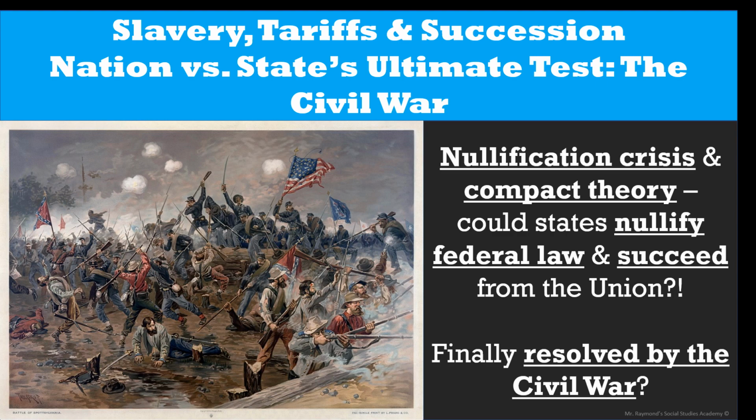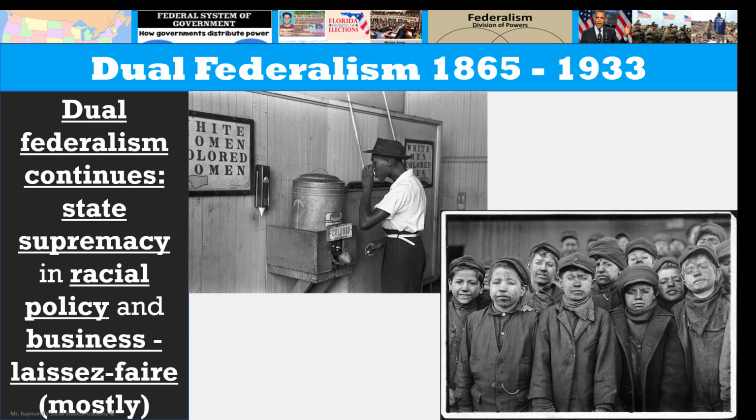Leading up to the Civil War, the debate over slavery and tariffs brought up questions over whether states could nullify federal laws, or the quote-unquote compact theory that states had entered into the Union created by the Constitution and could simply break that compact that they had agreed to when ratifying the U.S. Constitution. Sadly, it would have to be resolved by America's bloodiest war. And while dual federalism lasted after the Civil War, its boundaries were being pushed by an ever-evolving nation.